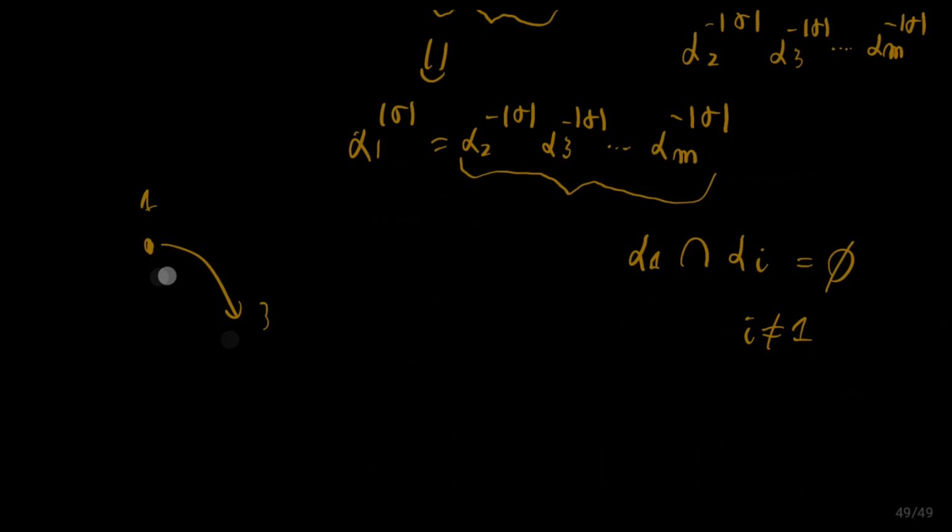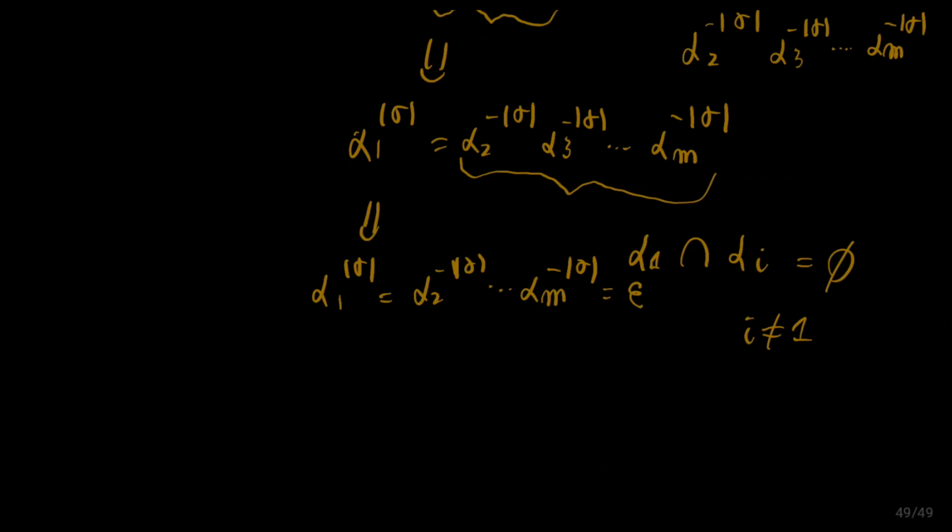And so now we're basically saying that alpha 1 to the order of sigma is equal to this. But they cannot be equal unless they're both the identity. Why? Because they have no elements in common that they move, and this means that in order to be equal, they just have to be the identity. This implies that this is equal to all of this, and this is equal to the identity.